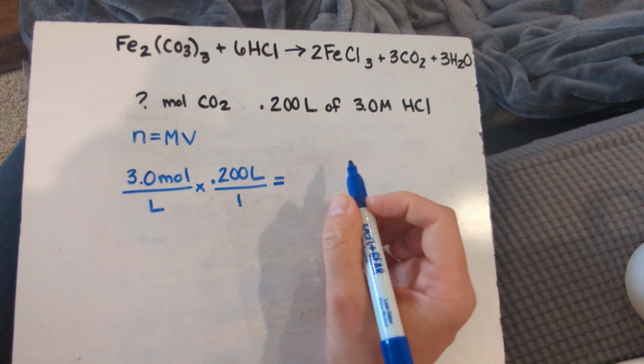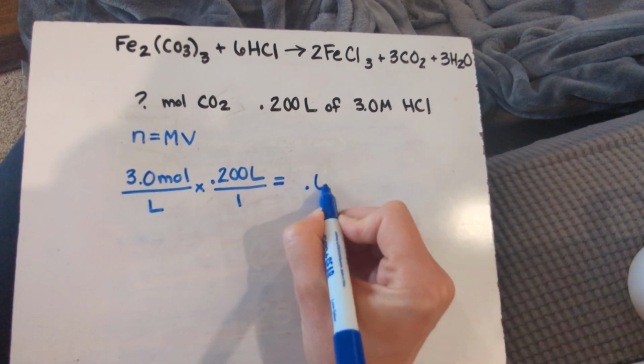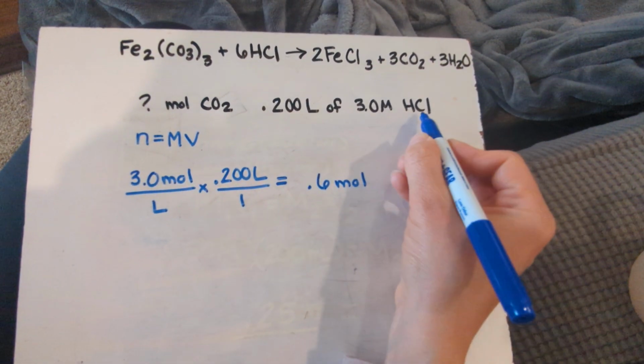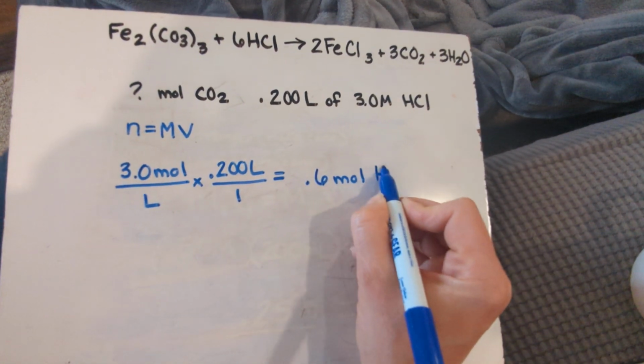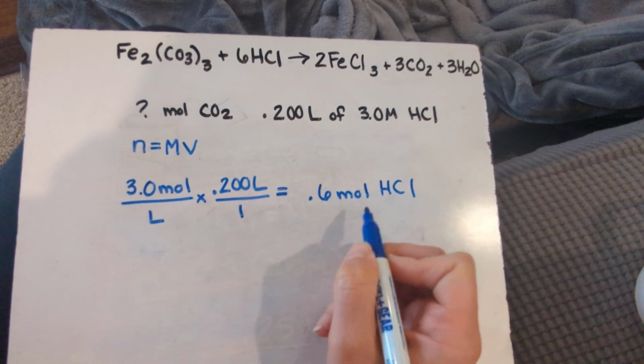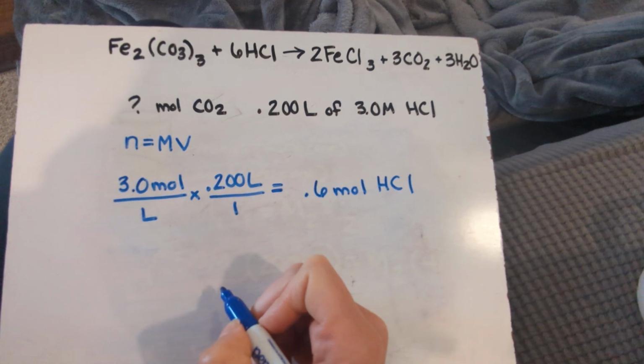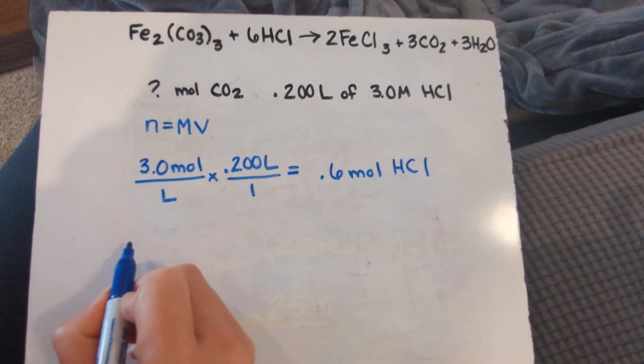So what is that? 0.6 moles, and we know it's HCl. So now we can treat this like any stoichiometry problem. We start with the moles.